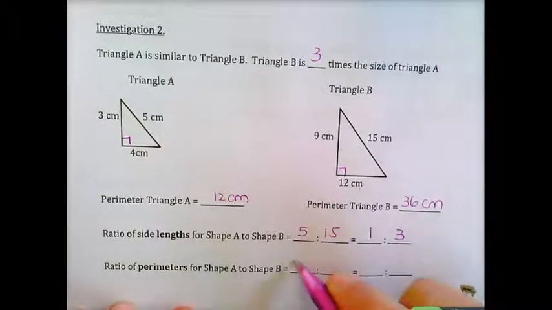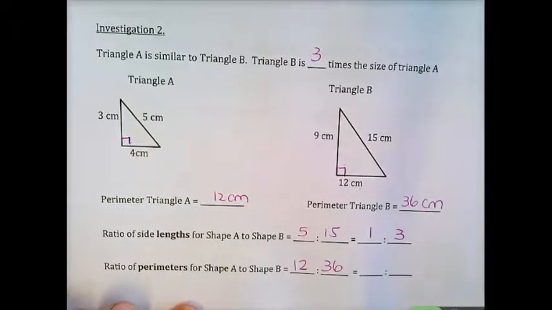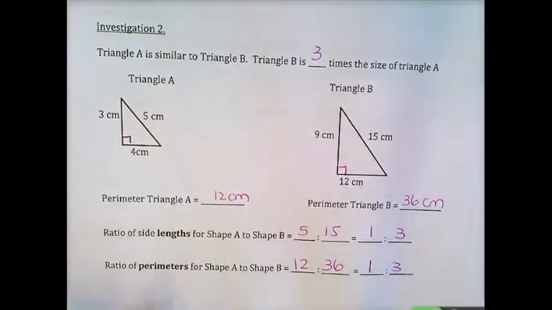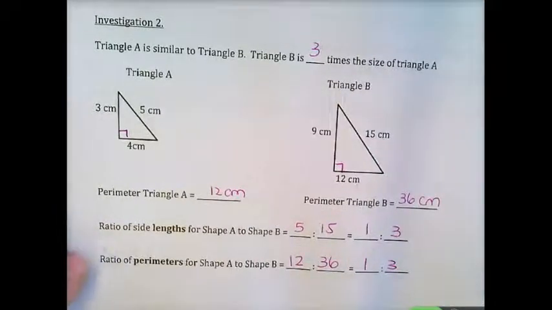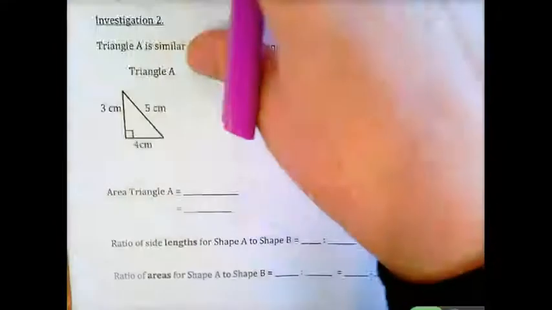Now, ratio of the perimeters is 12 to 36. Are we okay with that? And dividing them both by 12, what do you get? Now, girls, notice the ratio of the side lengths is the same as the ratio of the perimeters. Okay, we okay with that? All good? All right, we're going to go over the page now, and girls, we're going to do the same for two circles, okay?